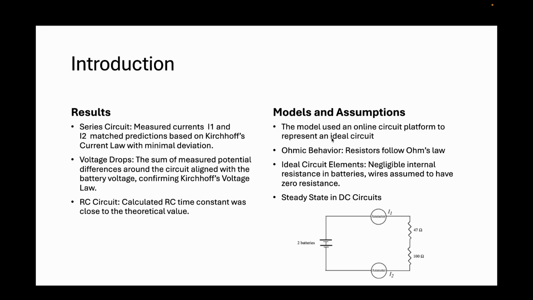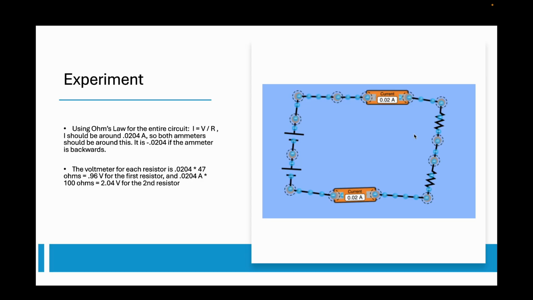So the results of this experiment were that the measured circuits matched Kirchhoff's current law, and it also matches Kirchhoff's voltage law. And another thing that matched was that the RC circuit time constant was very close to the expected value. And some assumptions that we used are that the resistors follow Ohm's law and the circuits were ideal.